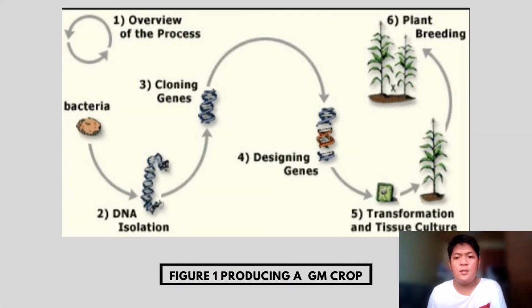And here's the figure of producing a GM crop. First is the overview of the process: from a bacteria, into DNA isolation, into cloning genes, and into designing genes, and it's transformed into tissue culture, and lastly into plant breeding.